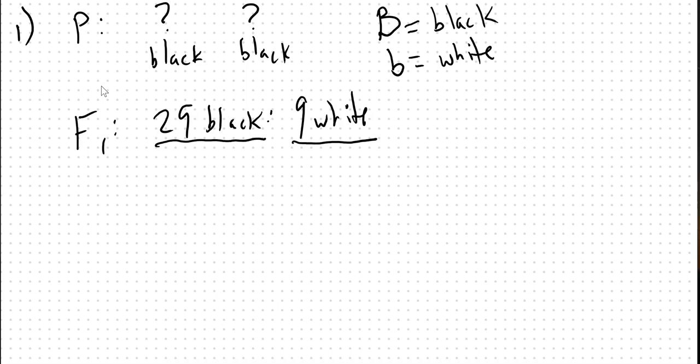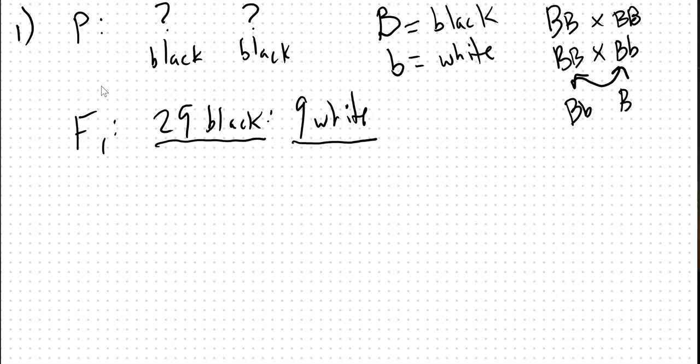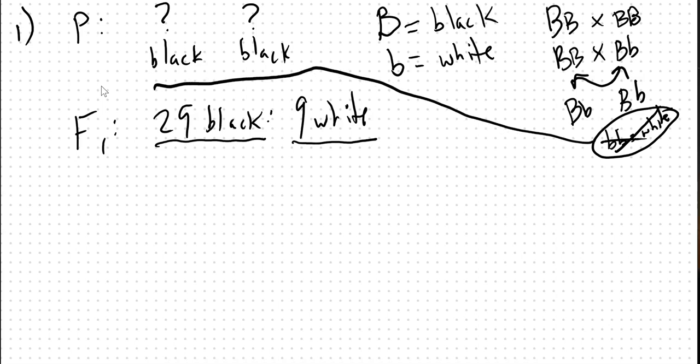Now, we know the parents are black, so they could be big B, big B, crossed with big B, big B, or big B, big B, crossed with big B, little b. It could be the other way around, but it doesn't really matter because it's not telling you that it's sex-linked, so we don't really care what the sex is. We can switch this back and forth and we'd still get the same result. It can also be big B, little b, and big B, little b. No parent can be little b, little b, because that would make them white, and the problem tells you that both the parents are indeed black.